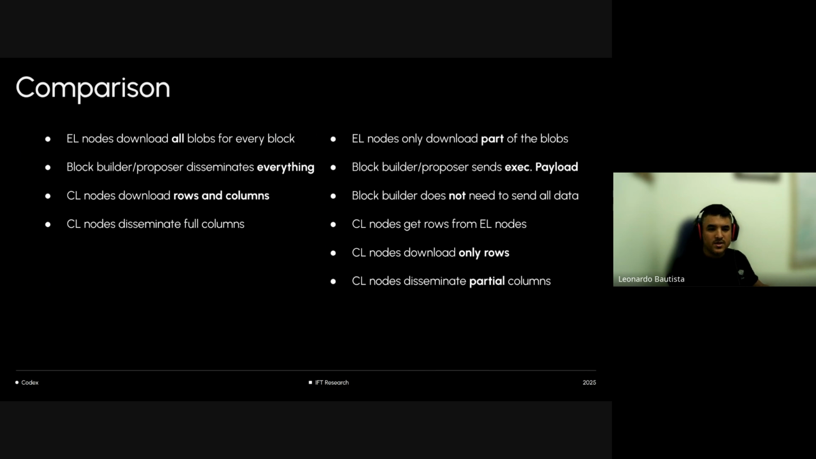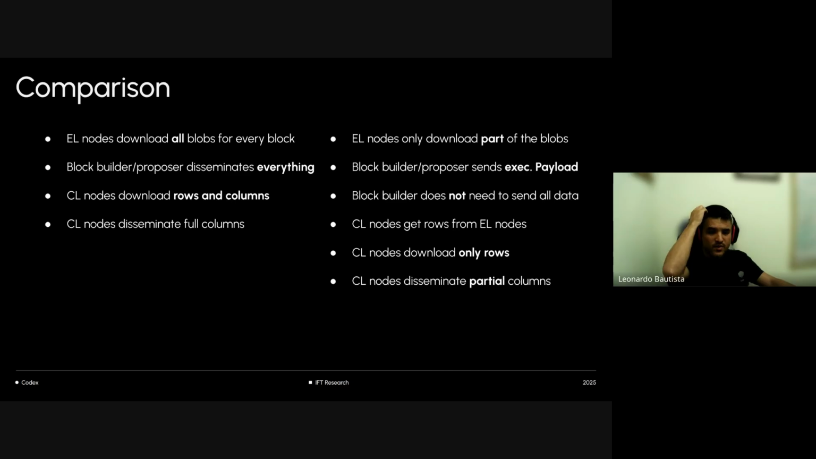Then you have the block builder or proposer that disseminates everything on one side of the proposal. But the new proposal is a proposal in which the block builder proposer only needs to send the execution payload. He only sends the execution payload, and the rest of the nodes will be the ones disseminating the blobs, either rows or columns, partial columns. Okay. So the block builder does not need to send all the data.